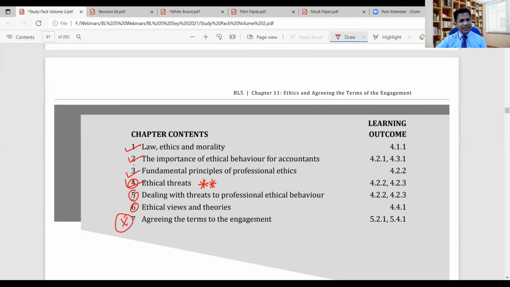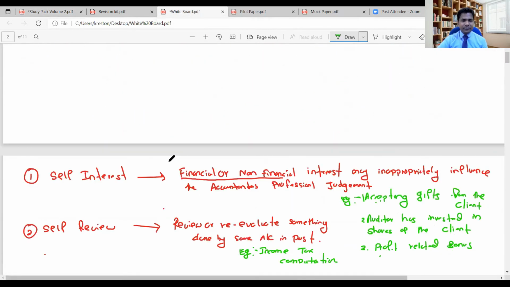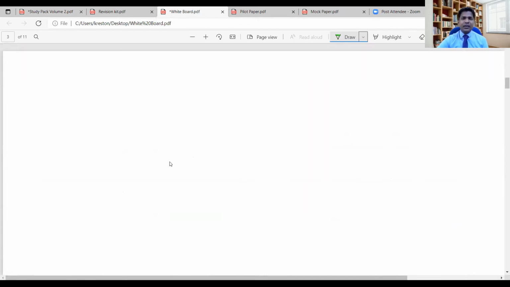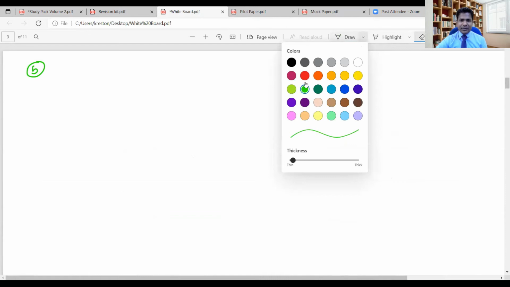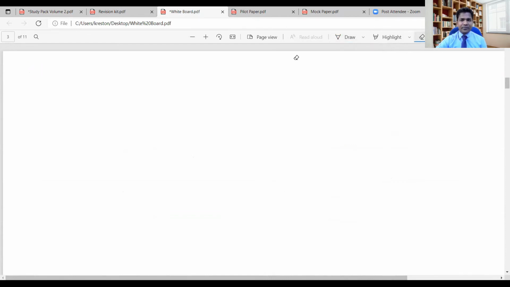So, ethical threats. And we are coming to the next one now, dealing with threats to professional ethical behavior. You can just go through the study text as well. Let us look at that also, a small area in summarized form. Point number 5 is dealing with ethical threats. So what is meant by dealing with ethical threats?